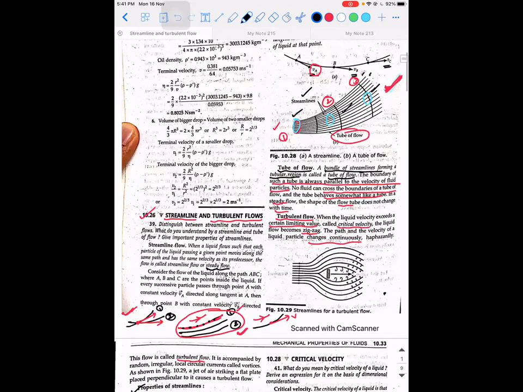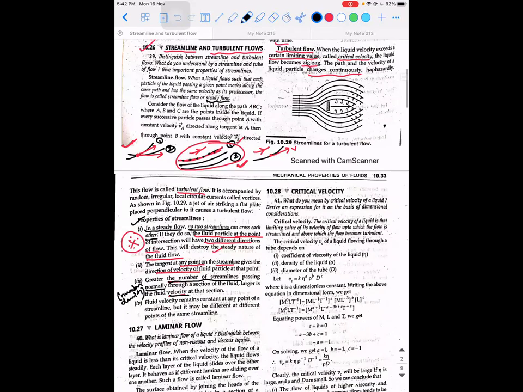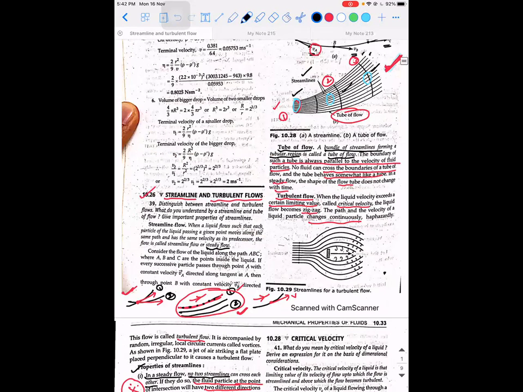Now try to read the third point. Greater the number of streamlines passing normally, that is also called as number density. You can make a note of it. So greater the number of streamlines passing normally through a cross section of the fluid, larger is the fluid velocity at that section. Means on a comparative basis between 1, 2 and 3, where is the velocity more?